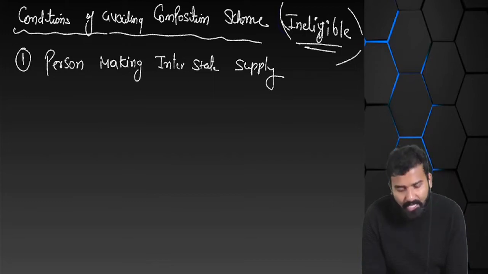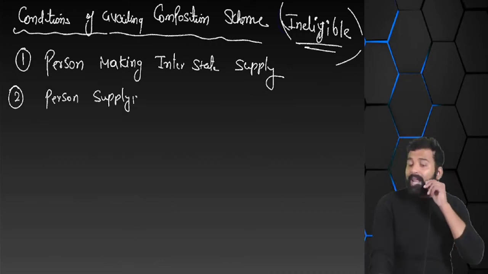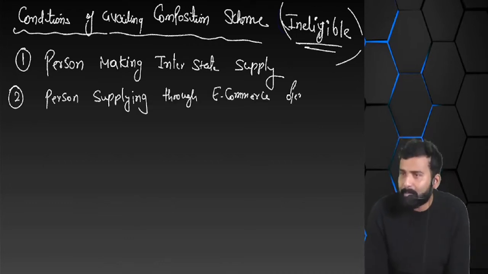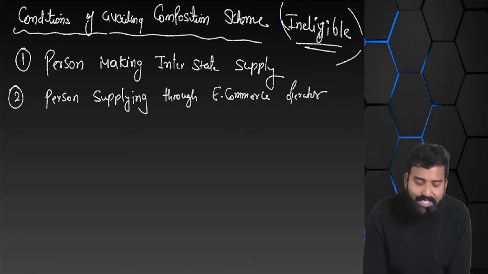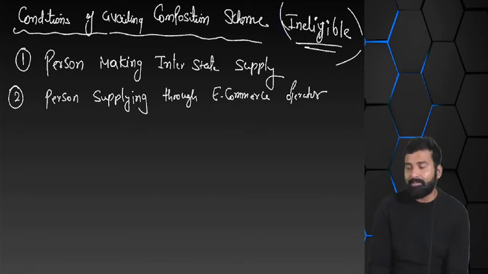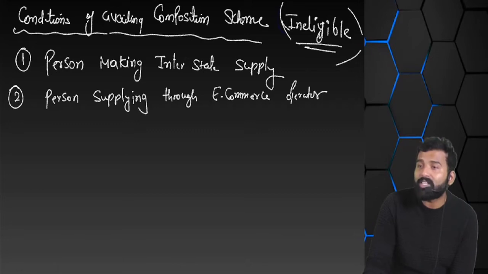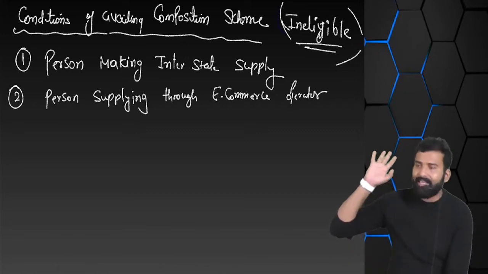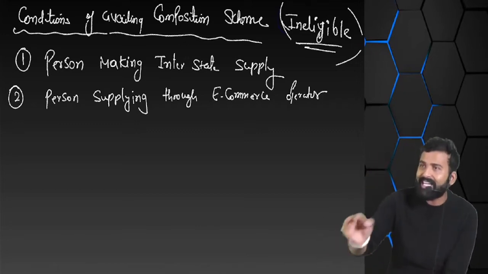Next one is a person supplying through an e-commerce operator. This scheme is not for those dealers who are registered on Amazon or Flipkart. If a person is registered on Amazon and Flipkart, he cannot avail this scheme. This scheme is only for a retailer who is actually supplying in their local place, in their local state.